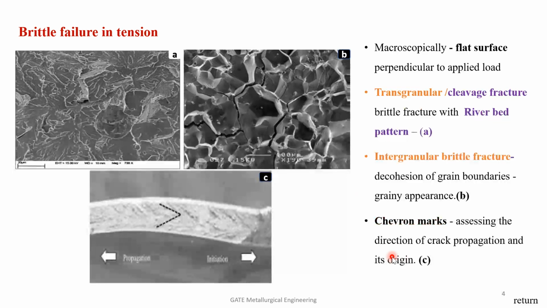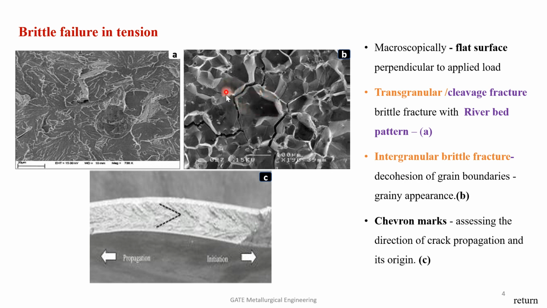Now we'll see brittle fracture in tension. That is a brittle material, a material that is not capable of elongating, being pulled apart. In that case, if we see macroscopically, we won't be able to see a cup and cone feature. It will be a very flat surface, perpendicular to the applied load. In brittle failure in tension also, there is transgranular and intergranular brittle fracture. In transgranular fracture, or cleavage fracture, a riverbed pattern can be observed under the microscope.